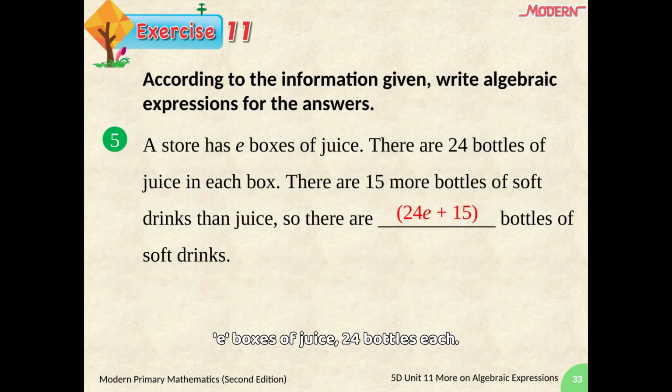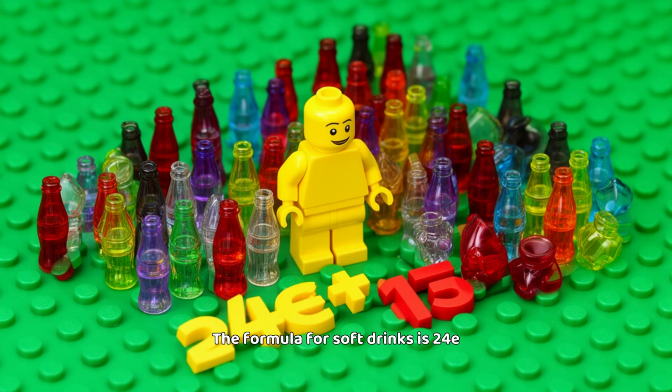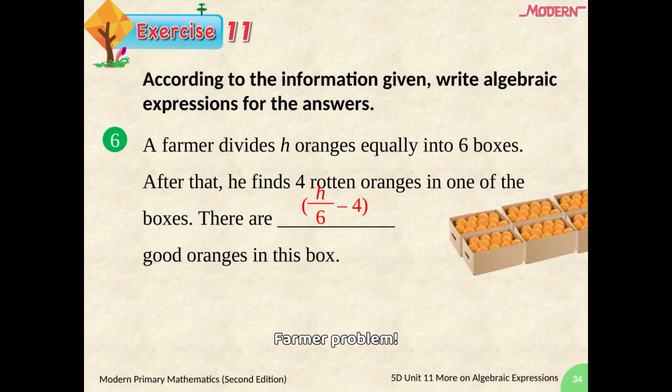Store problem. E boxes of juice, 24 bottles each. That's 24E. But there are 15 more soft drinks than juice. Soda party. The formula for soft drinks is 24E plus 15. More soda means addition. Just don't drink it all at once. Math is thirsty work.